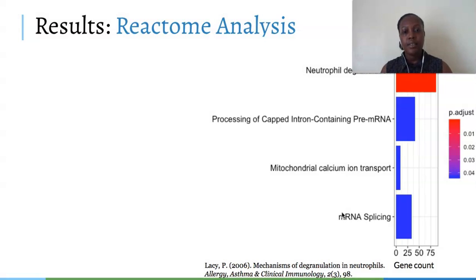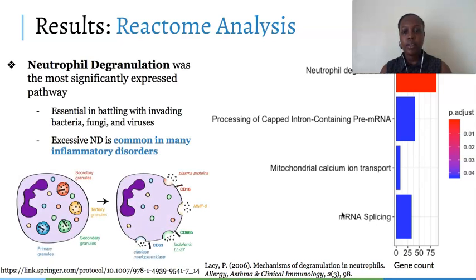So we also conducted a Reactome analysis, which is a tool that helps us identify the processes occurring within the cells, at least within the cells containing our differentially expressed genes. So these are four enriched pathways that our analysis identified. And we found that neutrophil degranulation had the highest gene count and was the most statistically significant pathway.